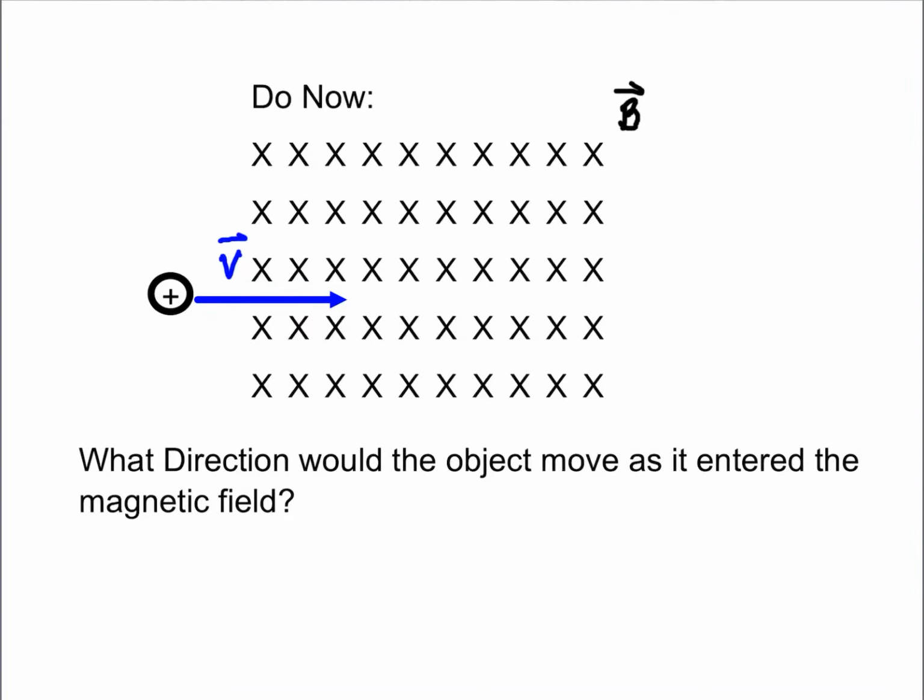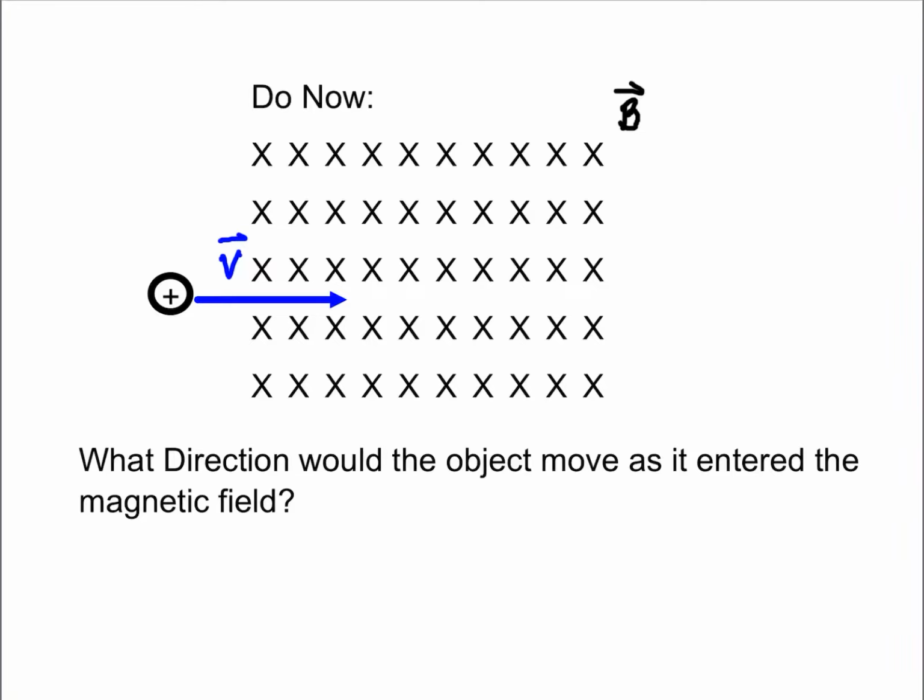Here's a do now based on what we did on Monday. So we'll go quickly through this. Most of you seem to do okay with it. It says, what direction would the object move as it entered the magnetic field?